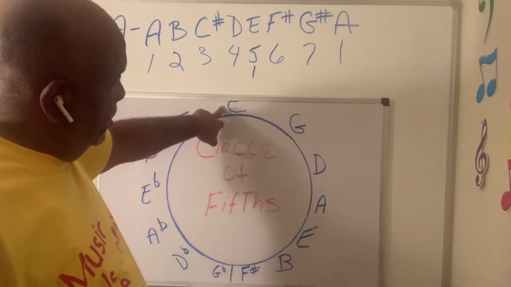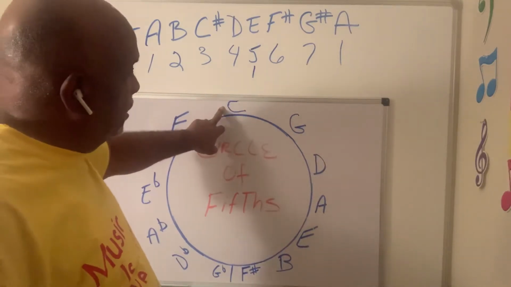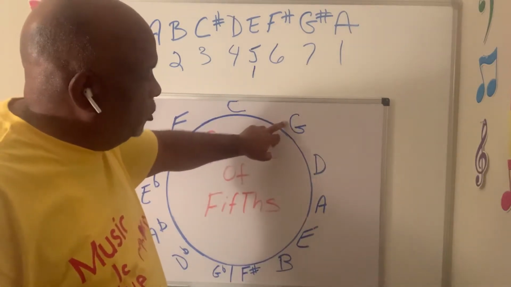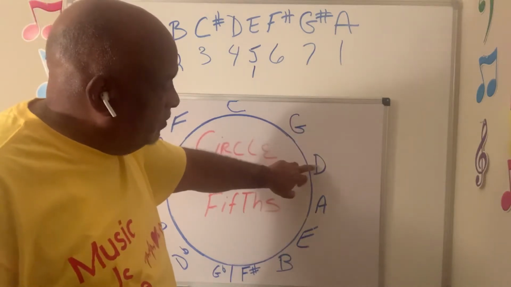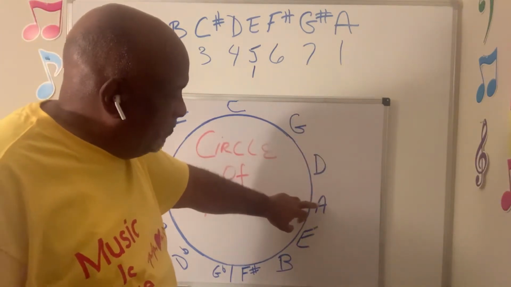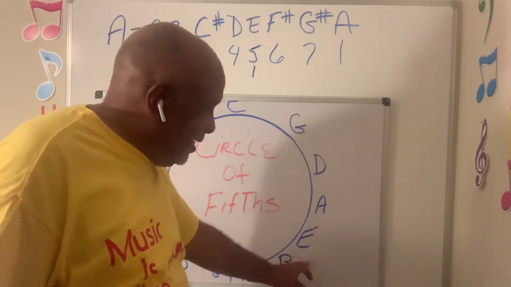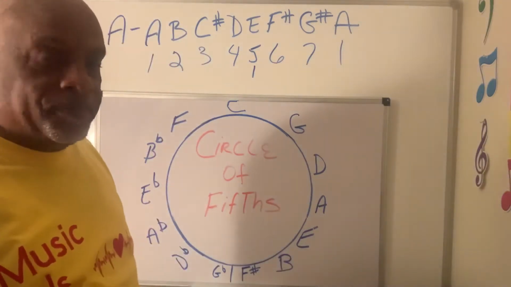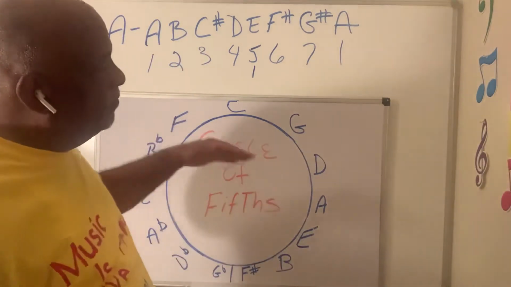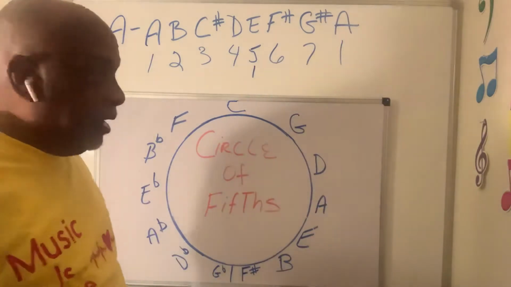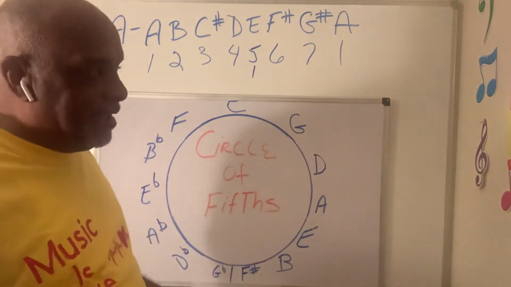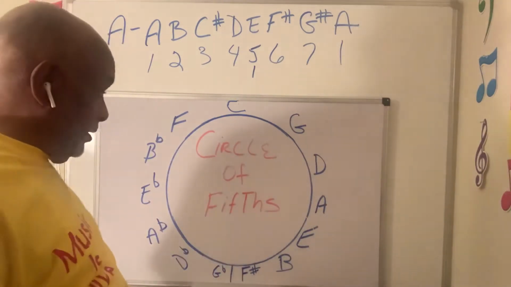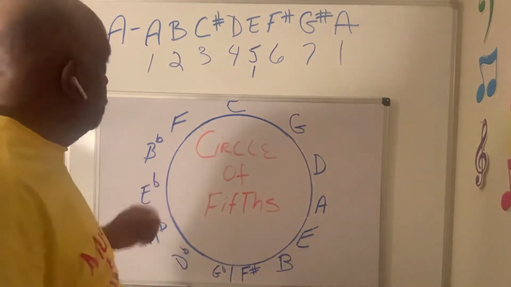So, key of C, the 5 of C is G. The 5 of G is D. The 5 of D is A. The 5 of A is what? E. All right? That's how the circle of fifths works. It works with the 5 of each of the keys. All right, let's do one more.